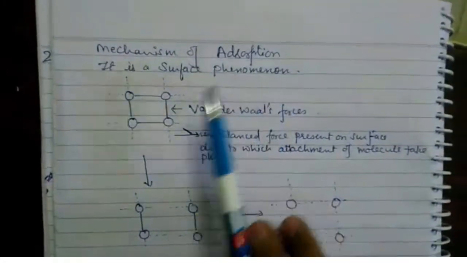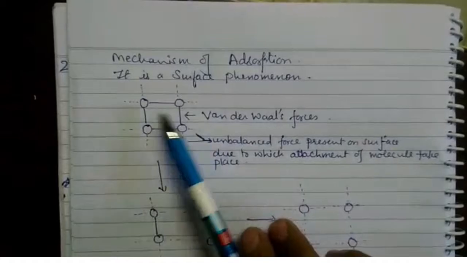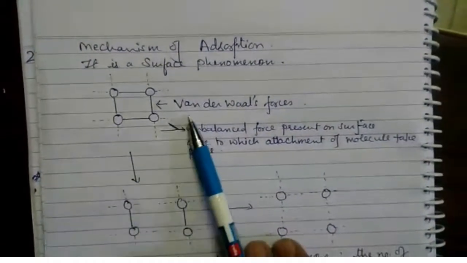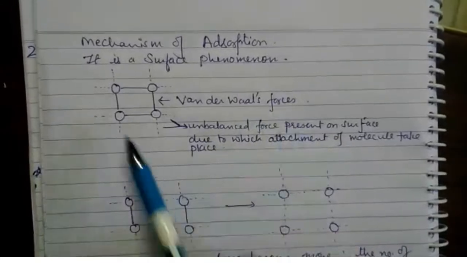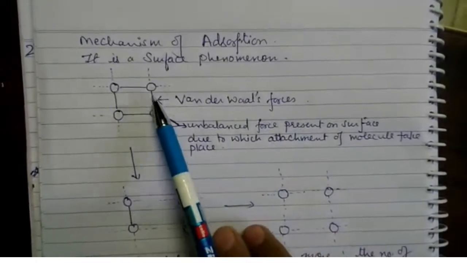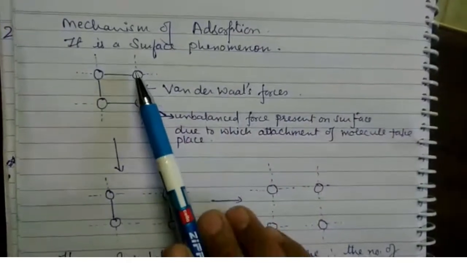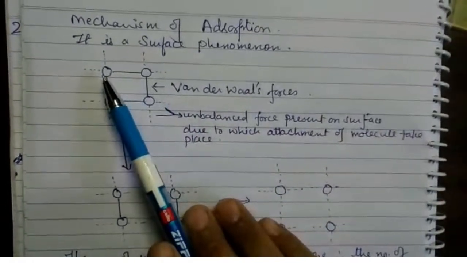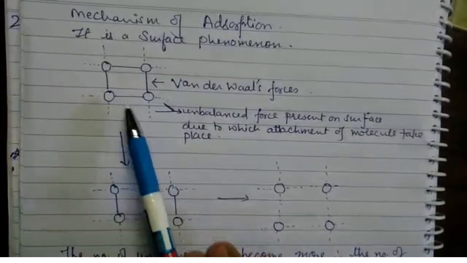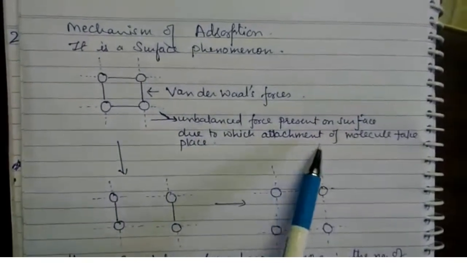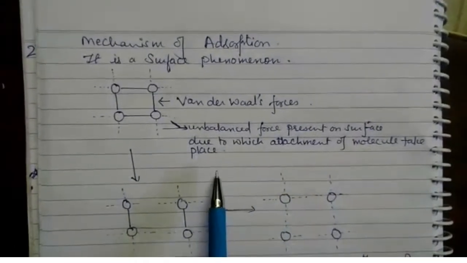Now, how does the mechanism of adsorption take place? It is a surface phenomenon. I have shown the atoms present here on the surface, and these atoms have weak van der Waals forces between them. These are the residual atoms on the surface of the solid, which act as an unbalanced force present on the surface, due to which attachment of the molecule takes place.